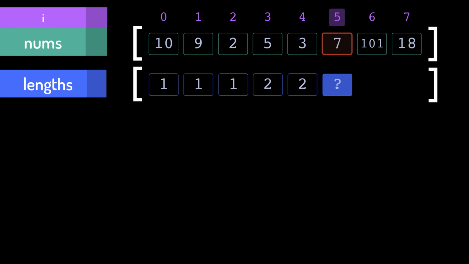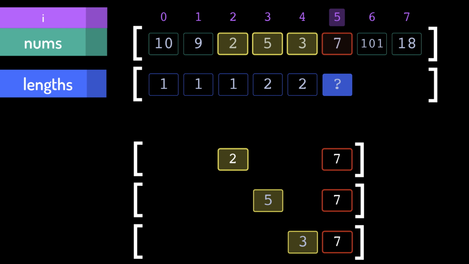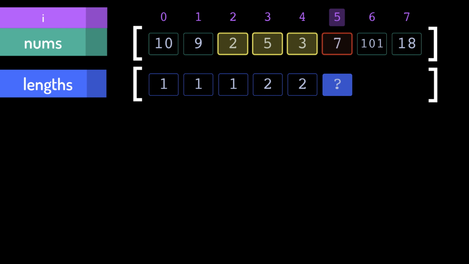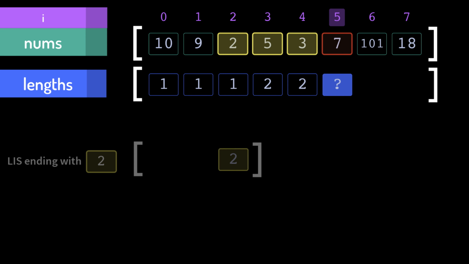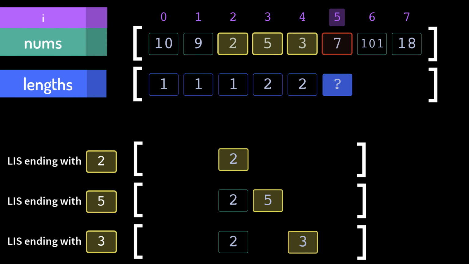We know that the subsequence has to be increasing, so we look through the numbers at lower indices to find numbers smaller than 7. We find 2, 5, and 3. These are the possible numbers that could precede 7 in the longest increasing subsequence. This means that the number that comes immediately before 7 in the subsequence has to be 2, 5, or 3. Another way to view this is that the longest increasing subsequence ending with 7 is formed by taking the longest increasing subsequence ending with either 2, 5, or 3 and extending it to include the 7.